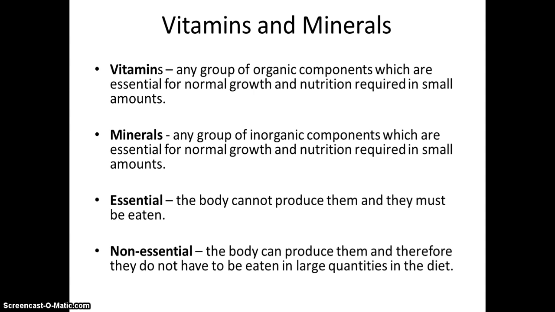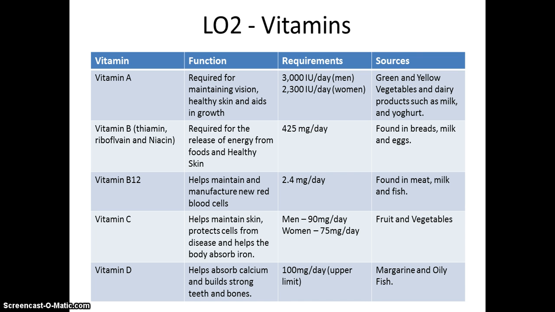So what I want to do next is go through the main vitamins and minerals that I want you to talk about in your assignment. I know there's a lot more than this to read about, but these are the ones I want us to focus on. Vitamin A is required for maintaining vision, healthy skin, and it aids in the growth process. We have the recommendations there per day for men and women, and the sources: green and yellow vegetables, and dairy products such as milk and yogurt.